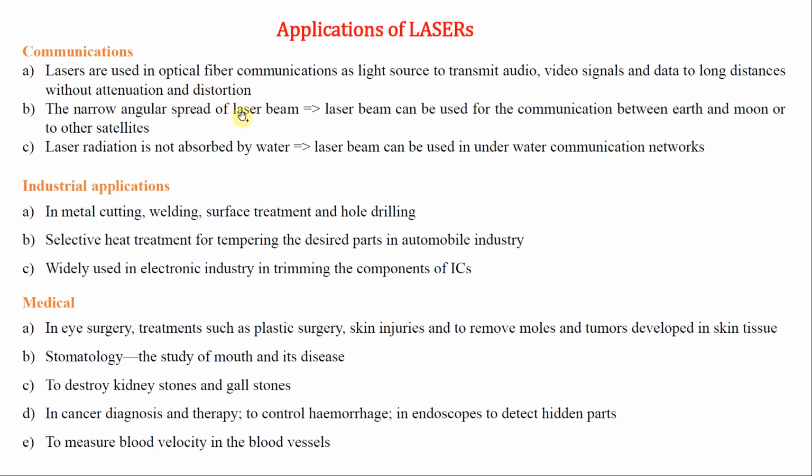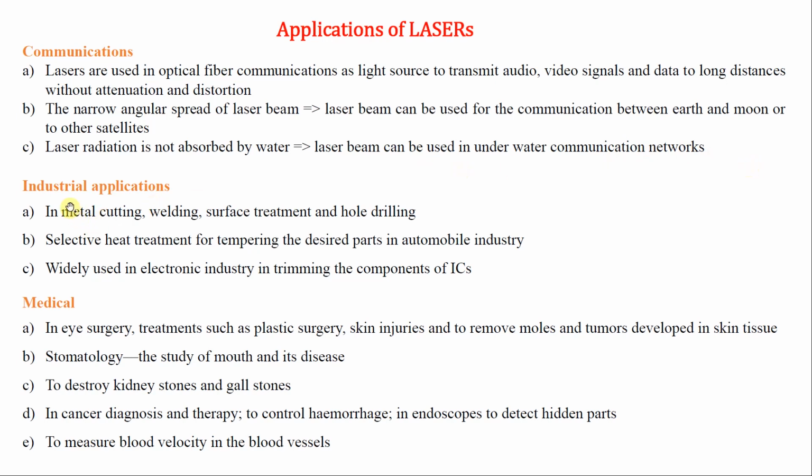Now another one is that we understood this property of directionality of the laser beam. That means it doesn't have a wide spread. So it's a very narrow angular spread which the laser beam has. Because of that, it can be used for communication between Earth and Moon, or else with the satellites and Earth. Now another thing, laser radiation will not be absorbed by water. So they can be used in underwater communication networks.